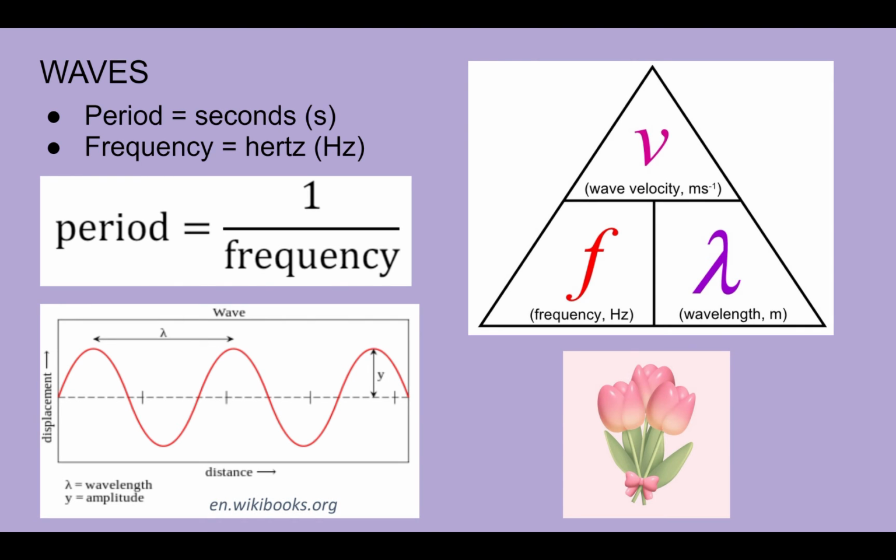The unit for period is seconds, the unit for frequency is hertz. Here is the equation: period equals 1 over frequency. There's no unit for 1, it's just 1. And there's another one, which is frequency equals wave velocity over wavelength.